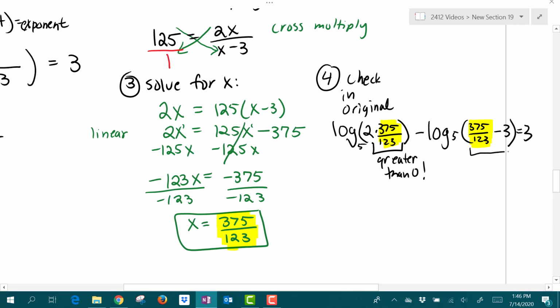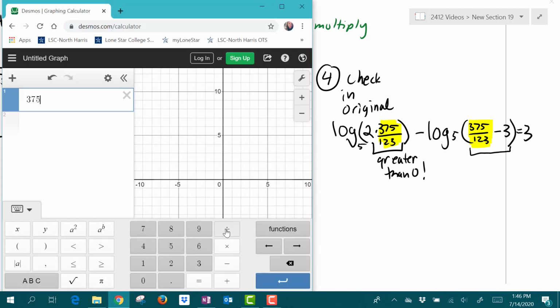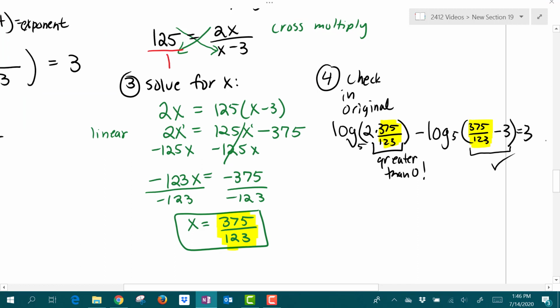Two positive numbers multiplied together have to get something positive. What about 375 divided by 123 minus 3? Now for that, I may not know off the top of my head. Let's just go and check that in Desmos. Alright, gives me a really small positive number, but it's still a positive number, so we are good to go. Alright, so that answer checks out, and so our final answer then is declared to be 375 divided by 123.